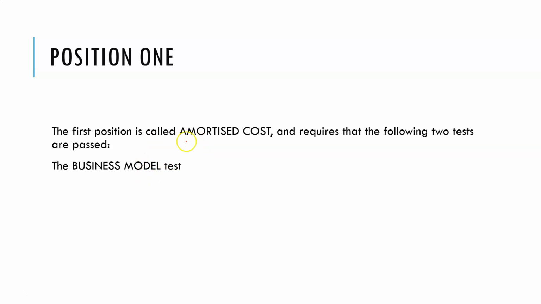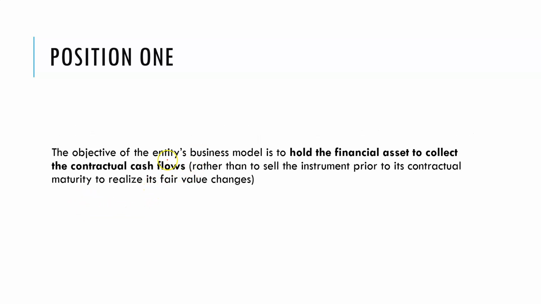The first position is called amortized cost, which is passing this test of whether you are truly receiving regular contractual payments towards principal and interest, and then you will receive the full amount at the end of the life of that loan. This is referred to as the business model test, where the objective of the entity's business model is to hold the financial asset to collect the contractual cash flows. The plan is not to sell the instrument prior to its contractual maturity to realize its fair value changes.